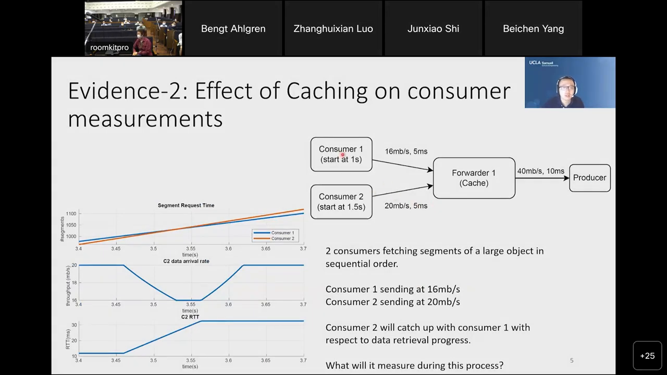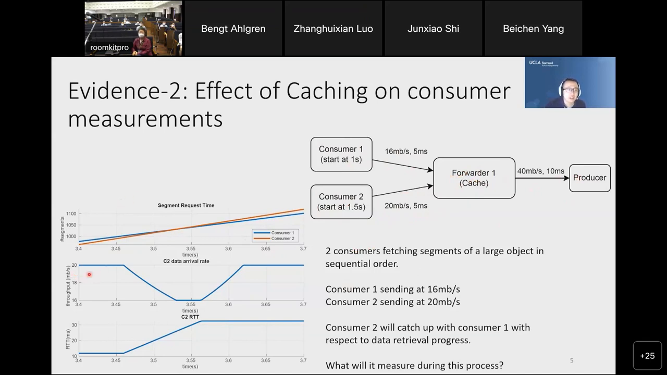Let's consider the case where there are two consumers fetching segments of a large object in order, and consumer one is started early but fetches at a lower speed. Consumer 2 starts later and fetches at a higher speed. Since they have a shared cache and they share the bottleneck, it is expected that consumer 2 can use the cache to catch up and eventually fetch directly from the producer. And let's look at what consumer 2 will measure during this process.